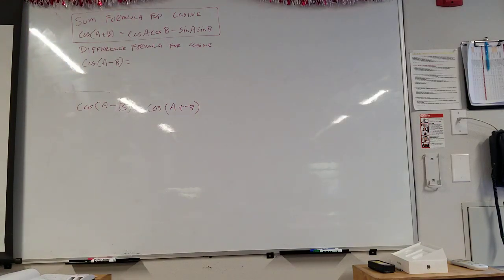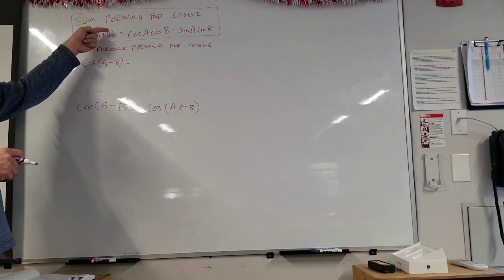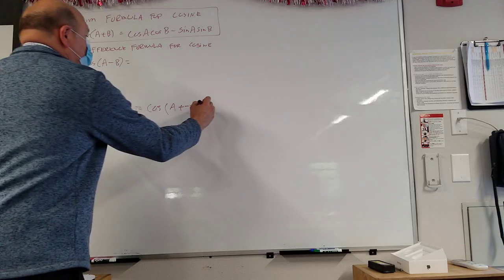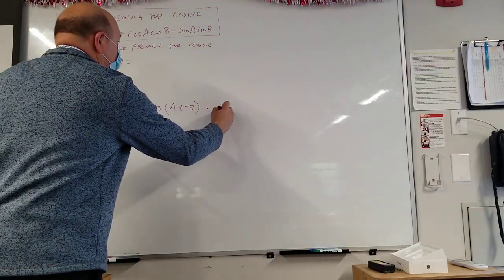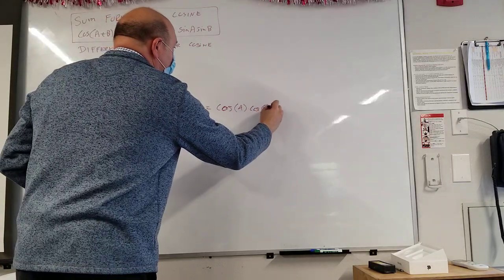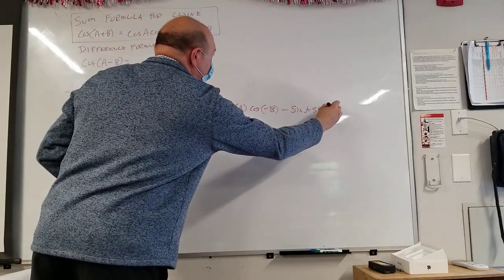Those that didn't get it, you're not less smart. You just didn't put it together here. That's okay. True, A minus B is A plus negative B. Let's put it into the, hey, that's a summation formula now. Isn't that the same thing as this now, with a negative B inside it instead of positive B? Let's plug it in. Cosine of A, cosine of negative B minus sine of A, sine of negative B.